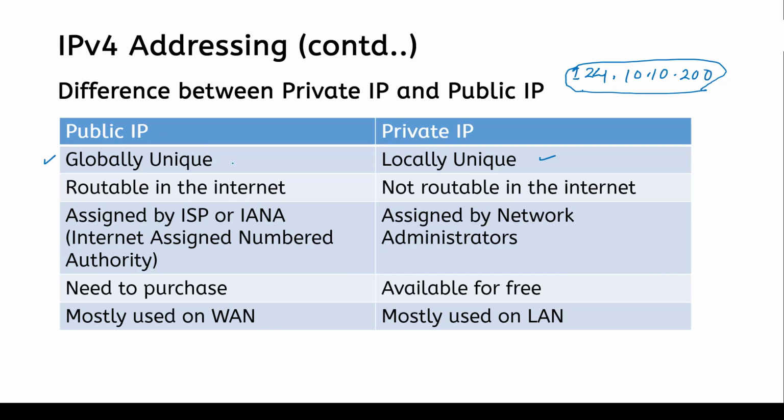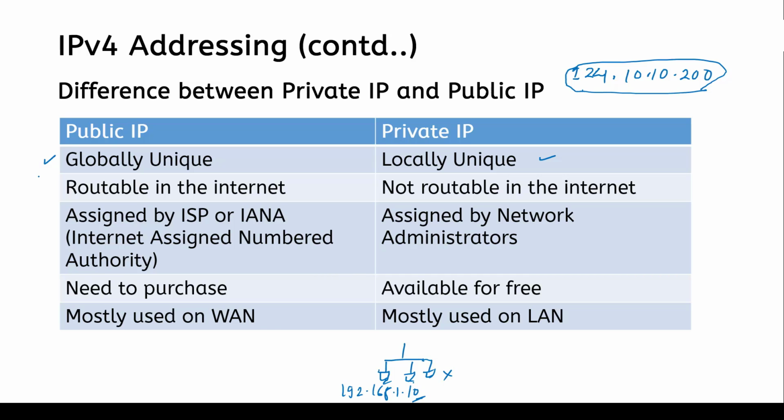So public IPs are globally unique, whereas private IP is locally unique. This means that if I have a LAN, I have some PCs in the LAN. For example, I have 3 PCs. If I assign this PC with the IP address 192.168.1.10, then I cannot assign the same IP address to other hosts in the LAN. So this is why this is called locally unique. Now we know that the private IP addresses are unique in the local area network and public IP addresses are unique in the wide area network or in the internet.